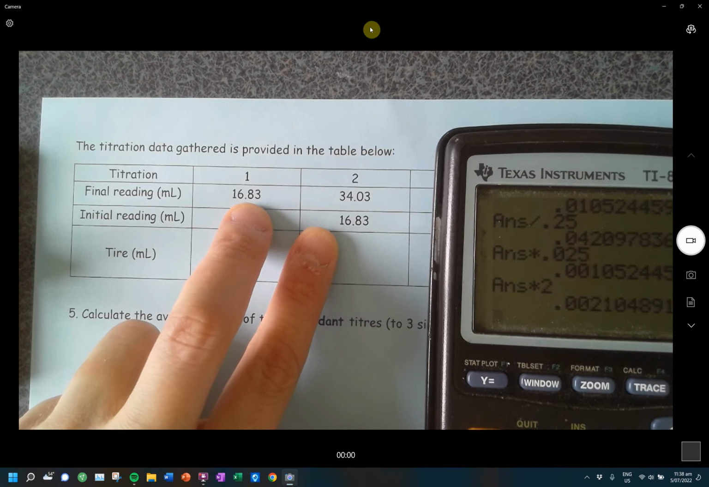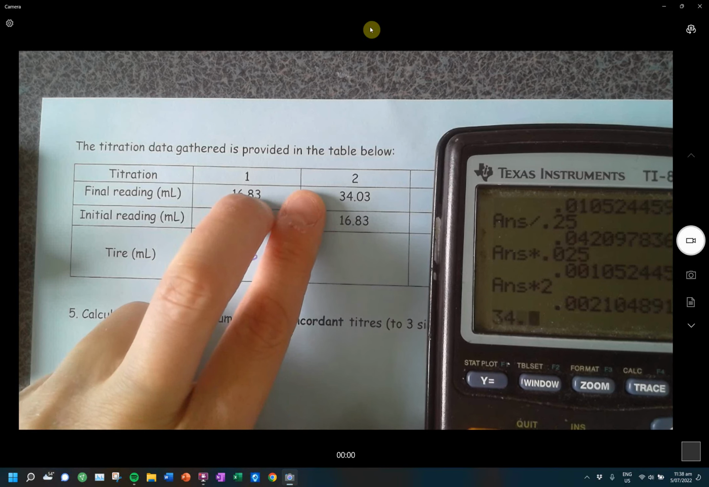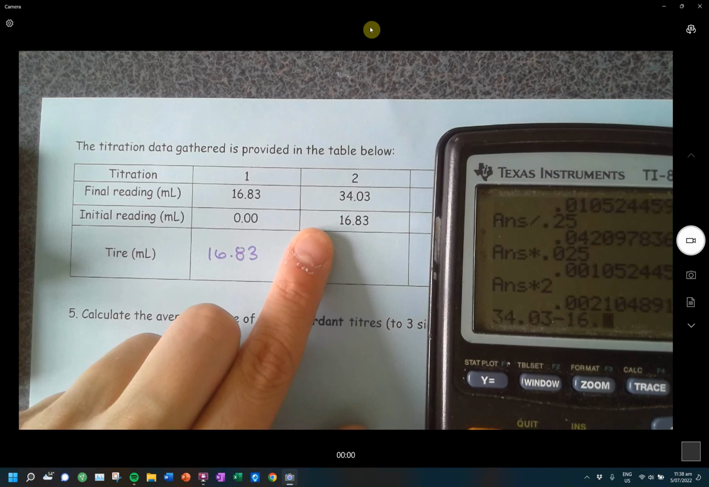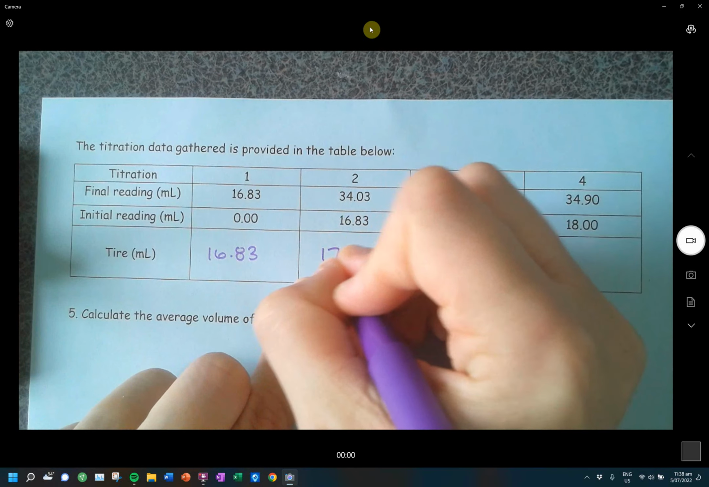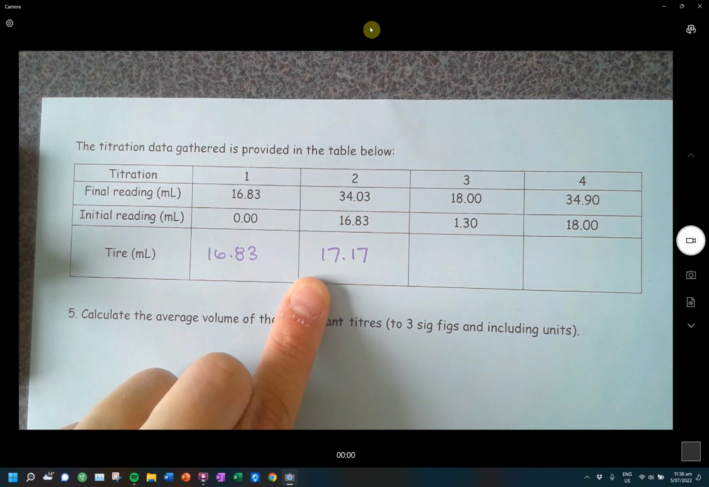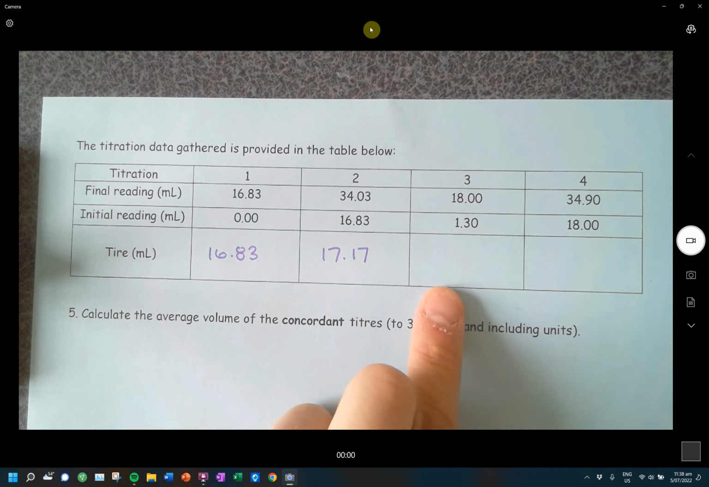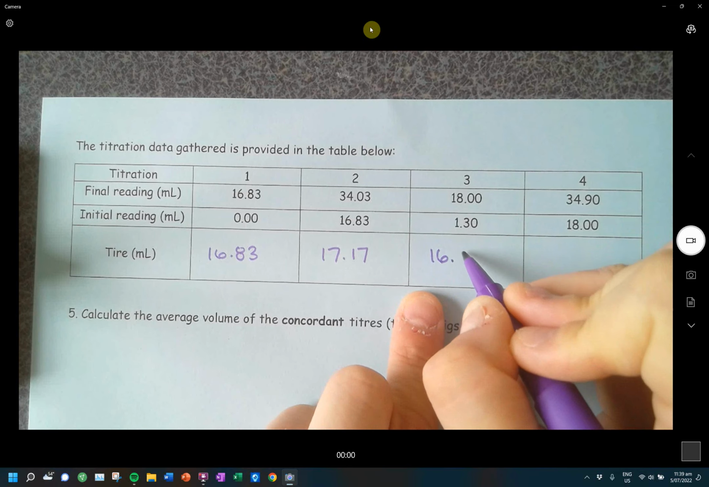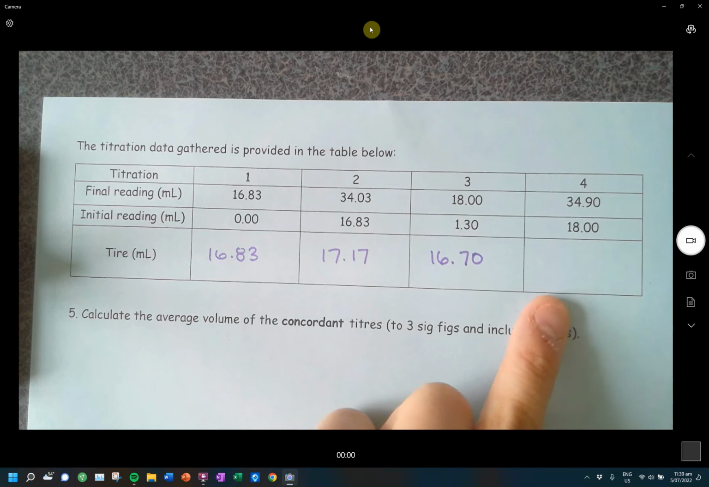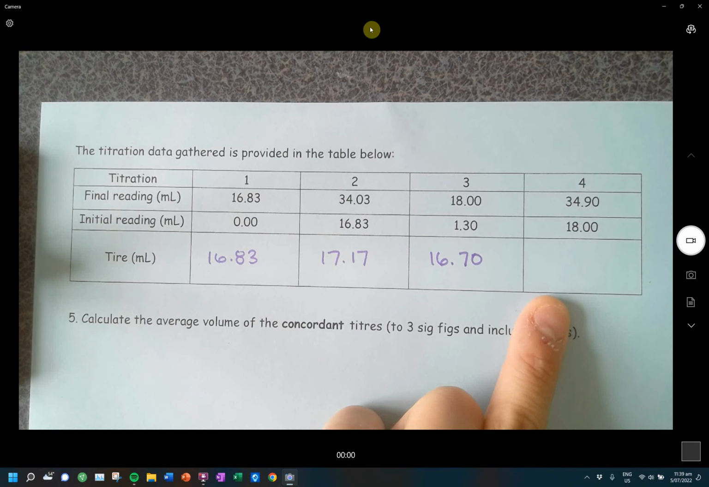It's because they did the next titration from the same burette. They didn't refill it. So that saves them some time. So if I do 34.03 minus 16.83, I get 17.17. Cool? Next one there, I have 18 minus 1.3, so I get 16.70. Remember with the burette, you're reading it to 2 decimal places because you can assume halfway point.